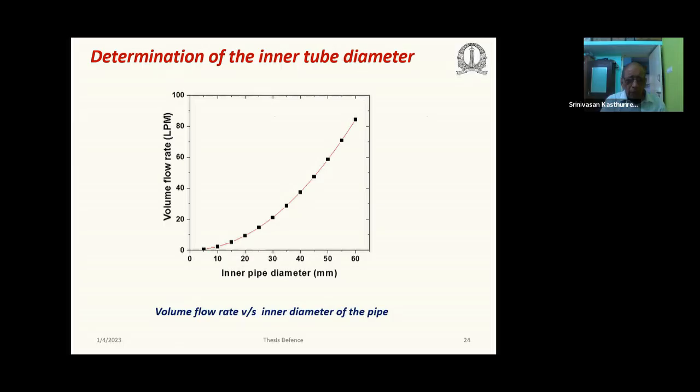So I have done this here. We will select a certain volume flow rate, let's say 60 liters per minute. It will lead to approximately 50 millimeter diameter of the pipe, or 5 centimeter. In this case, as you can see, the flow rate goes on increasing like a square. It's a parabolic increase in the volume flow rate as a function of inner tube diameter.